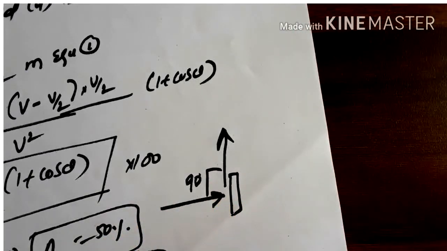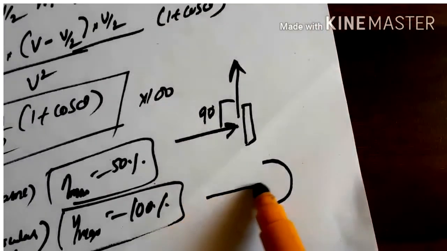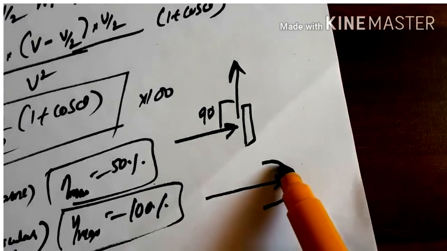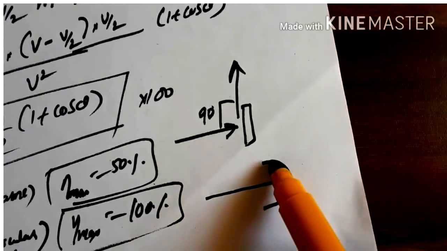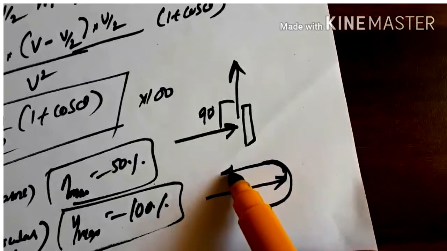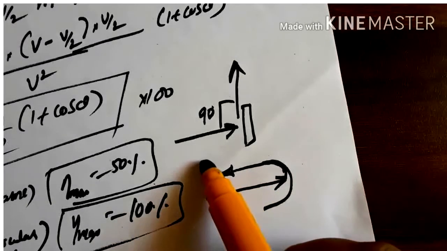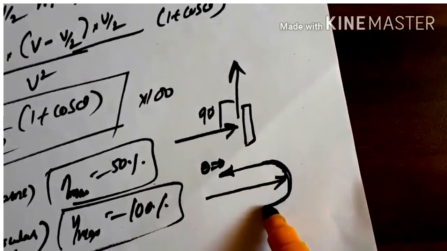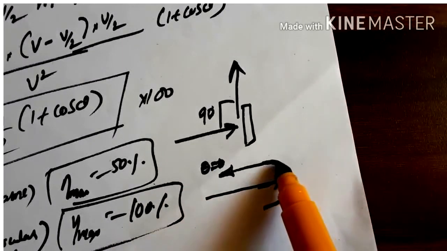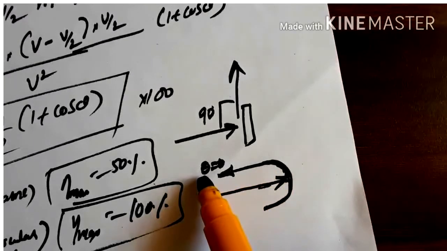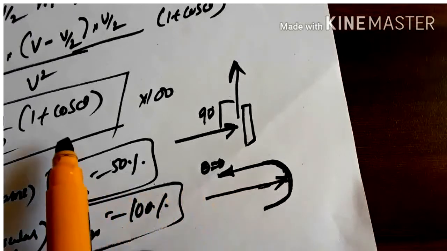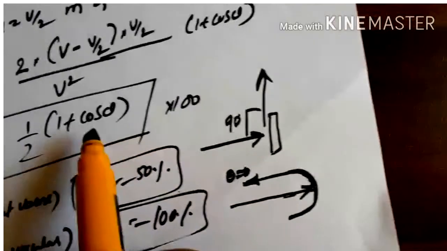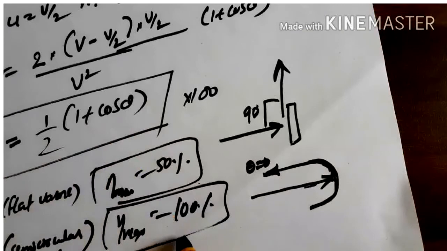Okay. If theta is 0, meaning a curved vane like this, when the jet strikes, after striking the jet will deflect like this. It comes out with an angle of 0 degrees. So this is possible only in a semicircular type of vane. If the jet strikes like this and leaves making an angle of 0 degrees, and you substitute that value of theta here, you will get 100% efficiency.